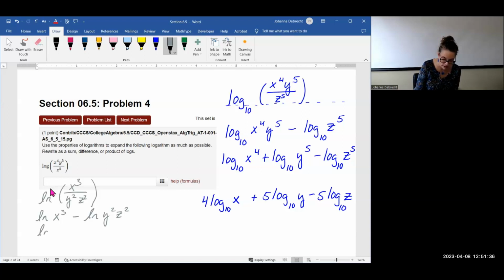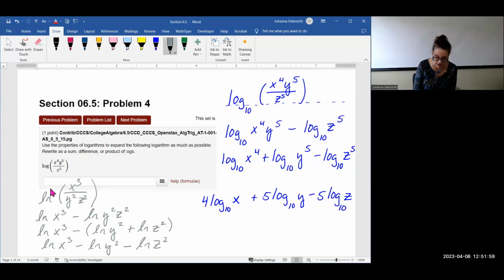You can also think of it as distributing the negative across the natural log. So the natural log itself becomes y squared plus natural log of z squared. And then you have to distribute the negative over both terms. So you get the natural log of x cubed minus the natural log of y squared minus the natural log of z squared.